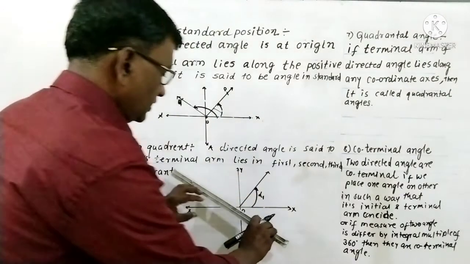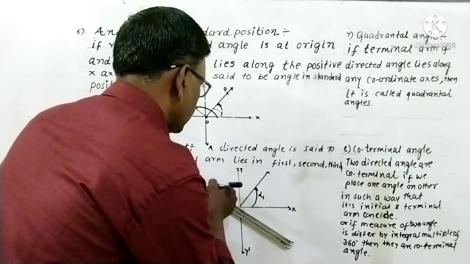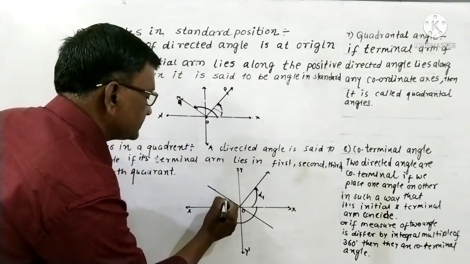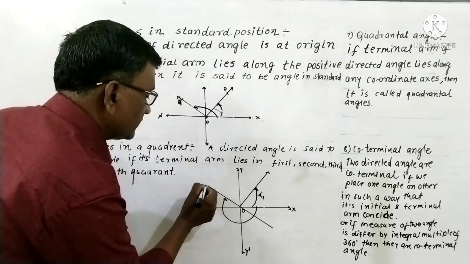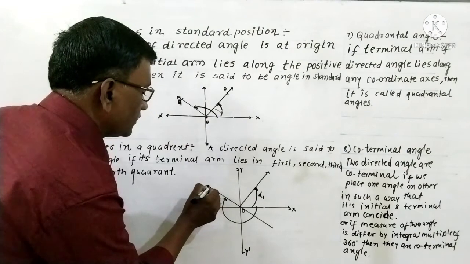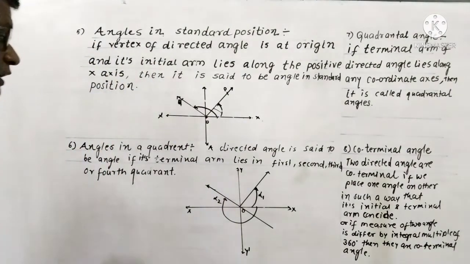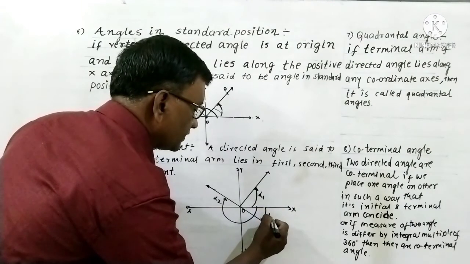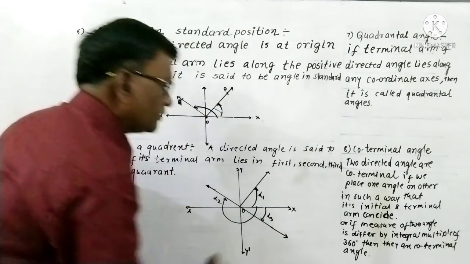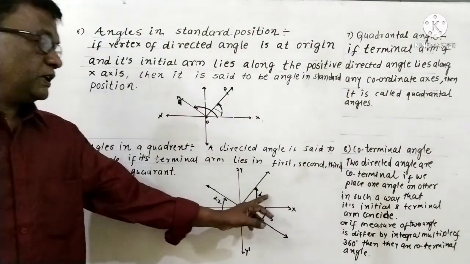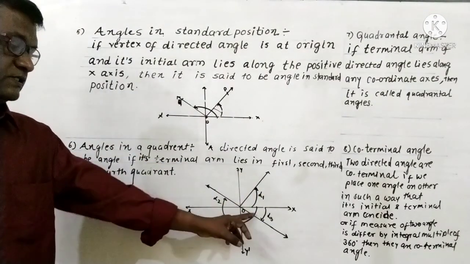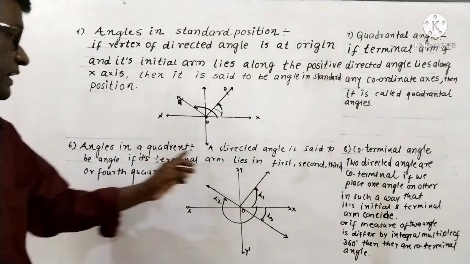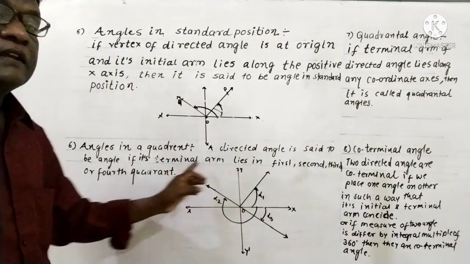Or we can show this angle in clockwise sense, then this is alpha 2. This angle is also an angle in quadrant. Or this angle alpha 3 is an angle in quadrant. So alpha 1 lies in the first quadrant, alpha 2 lies in the second quadrant, alpha 3 lies in the fourth quadrant. Then we say that these angles are in quadrant.